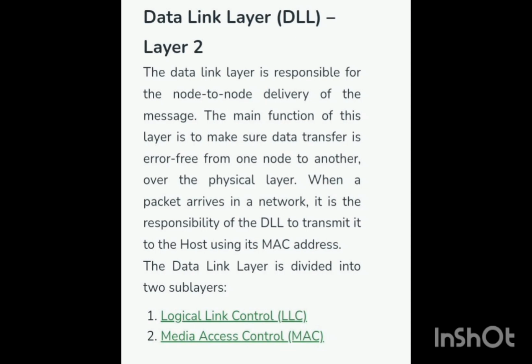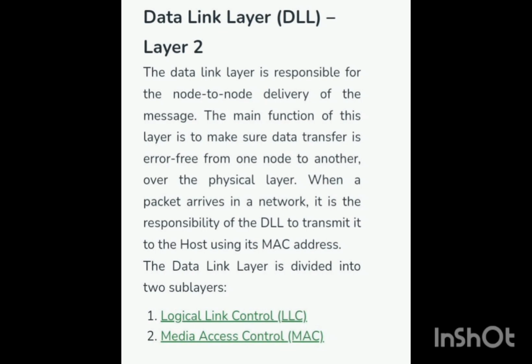The main function of this layer is to make sure data transfer is error free from one node to another over the physical layer. When a packet arrives in a network, it is the responsibility of the DLL to transmit it to the host using the MAC address. The 2 sublayers are abbreviated as LLC, that is logical link control, and MAC, that is media access control. It is very important in the data link layer. It gives error free messages. The data link layer is responsible for the node to node delivery of the message. The main function of this is error control only.